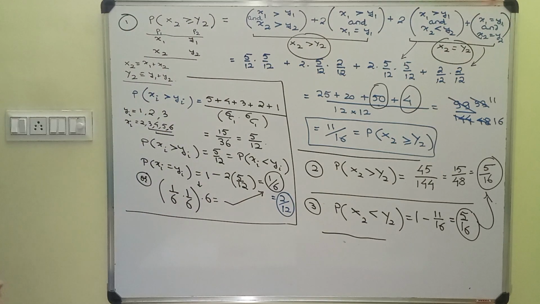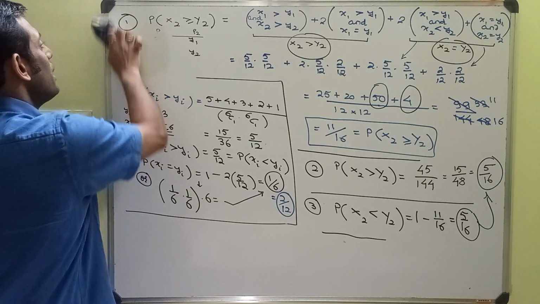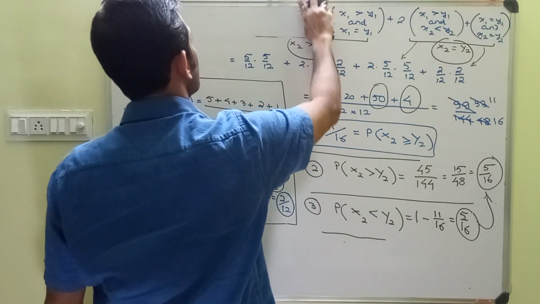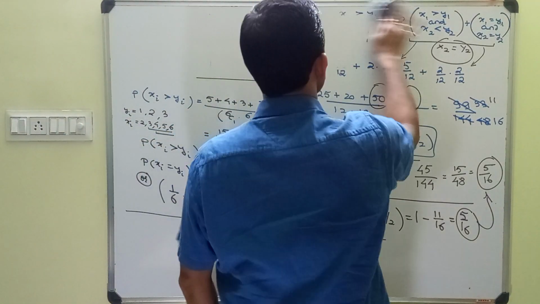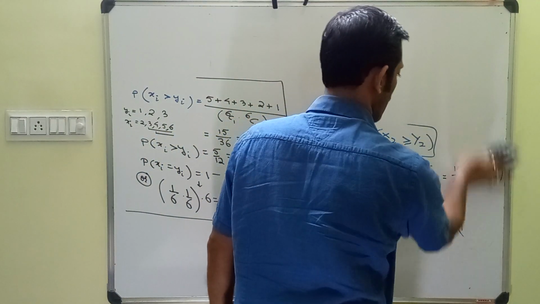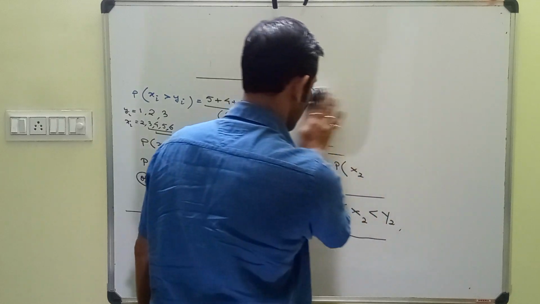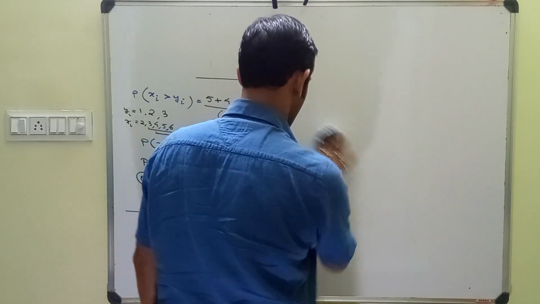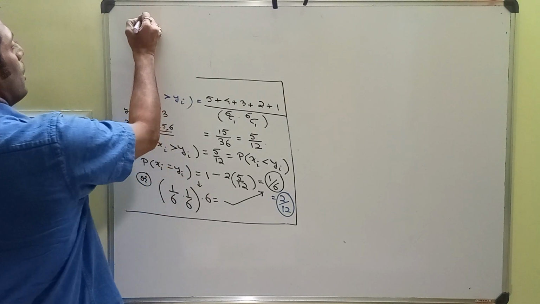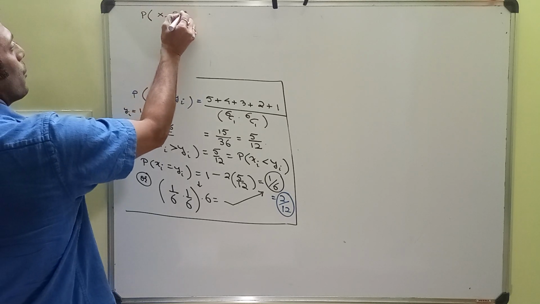Now, there is a fourth question here. The fourth question is about three consecutive games. Suppose there are three consecutive games being played. Then P of x3 and y3 would be calculated. So the fourth question goes like this: probability of x3 equal to y3. P of x3 equal to y3.